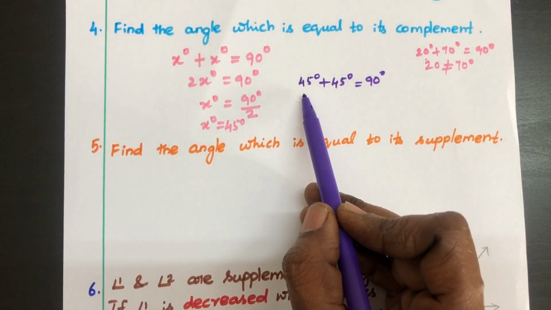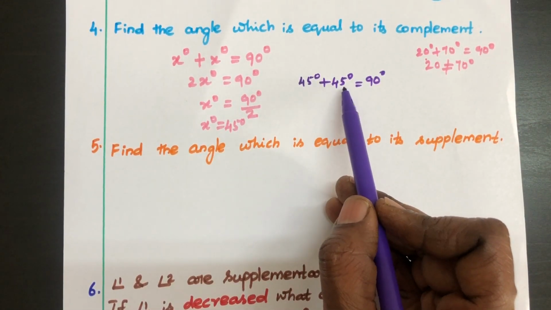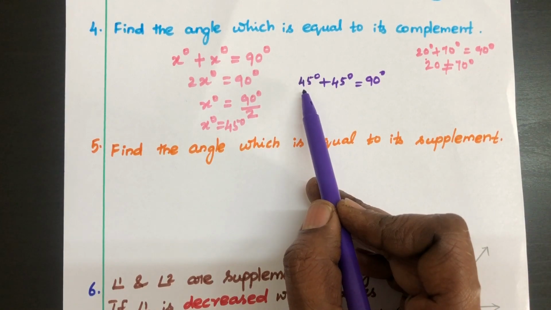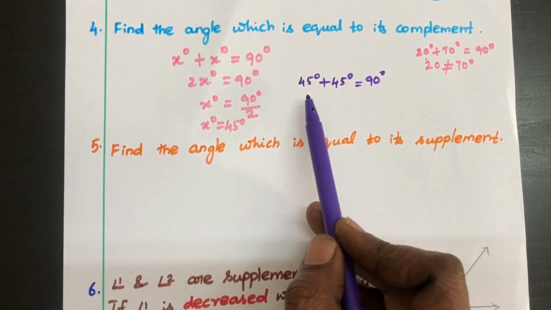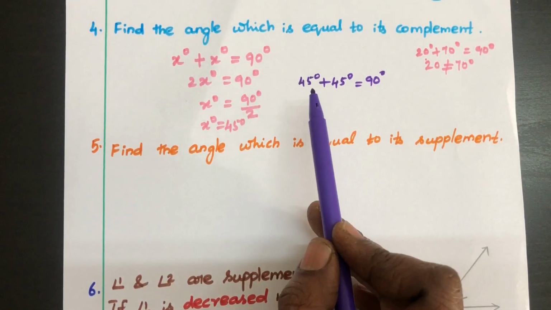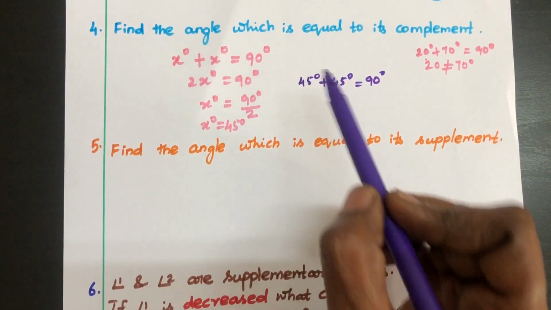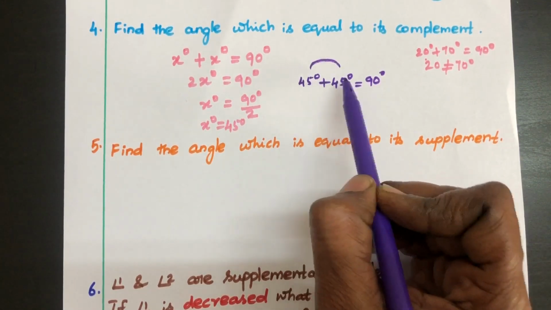So this 45 degree is complement to this 45 degree. So find the angle means we already found the angle which is equal to its complement. Both are complement, right? Both are equal also.